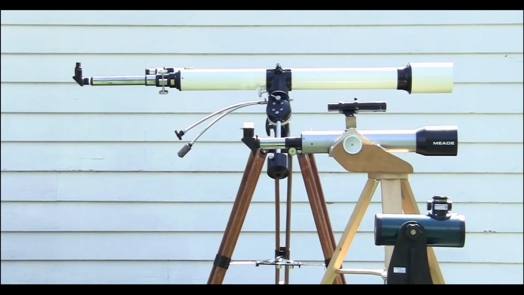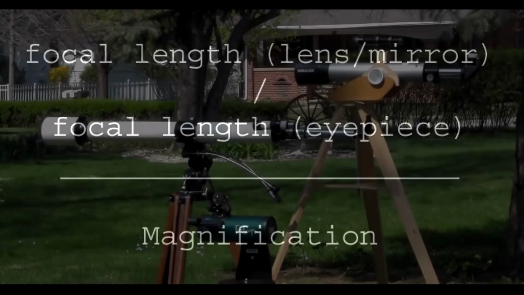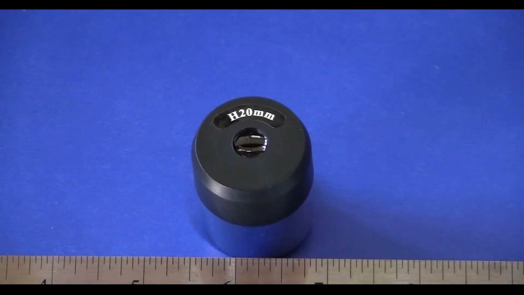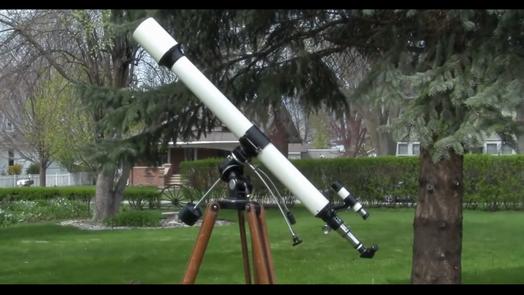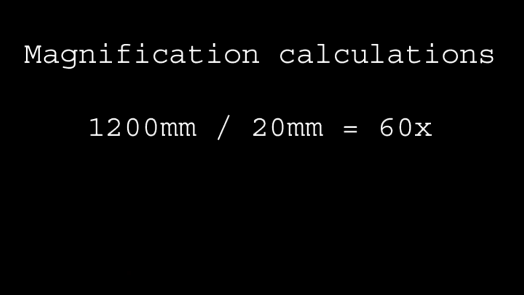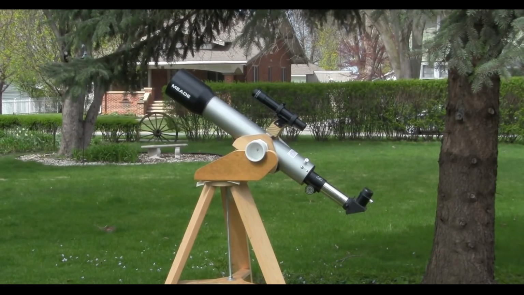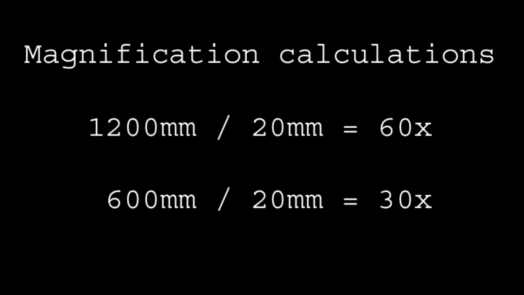Now getting back to these three telescopes and seeing their magnification power, there is a simple mathematical equation for determining the magnification. You divide the focal length of your lens or mirror by the focal length of your eyepiece, and the result you end up with is your magnification. In this case, we will be using a 20mm eyepiece and seeing the magnification for each case. Taking this refractor, if we do the math, it gives us 60 times magnification. For the medium one, we get a magnification of around 30 times, and for the smaller one, around 15 times.